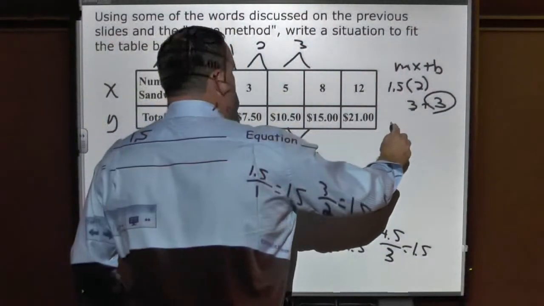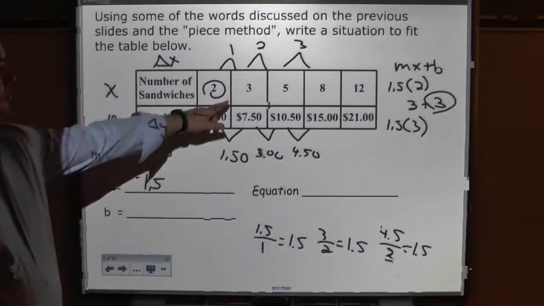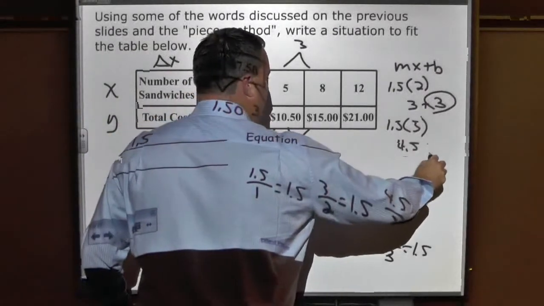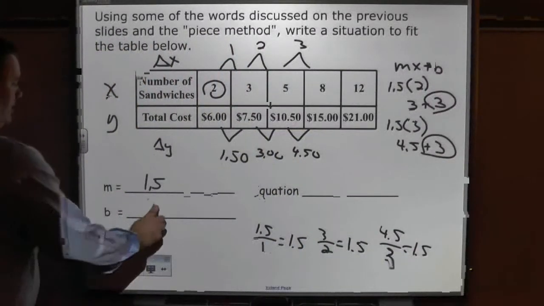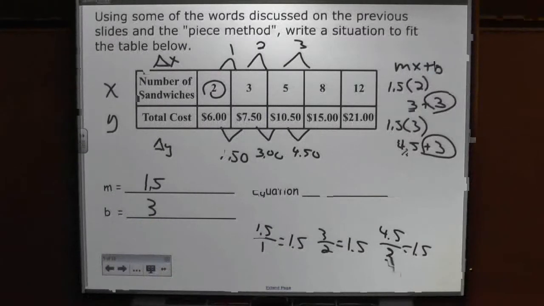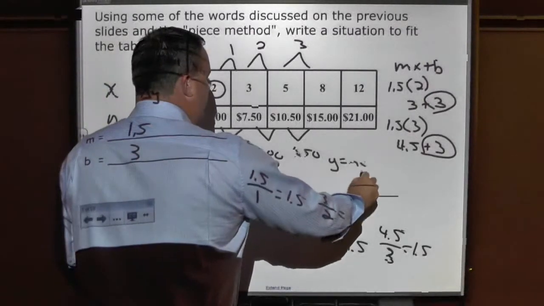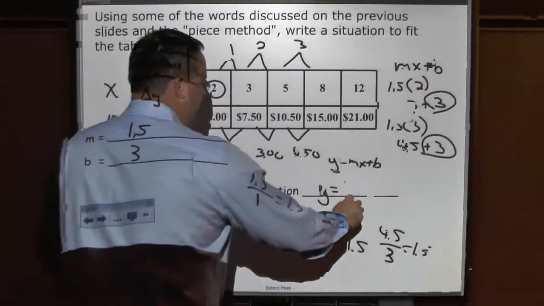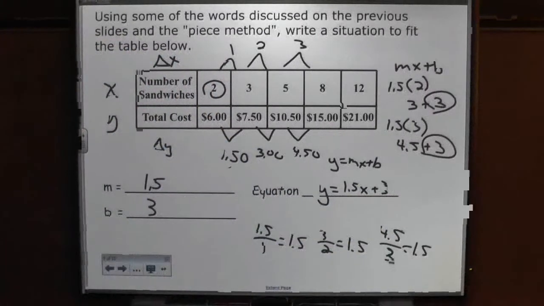I'll try another one. 1.5 times 3 gives you 4.50. 4.50 plus 3 gives you 7.50. Alright? So your constant is going to be 3. What you're adding on, the initial value, what you start with. So the equation, written in slope-intercept form, y equals mx plus b, we got y is equal to the rate of change, which is 1.5 times x, plus your constant, 3.